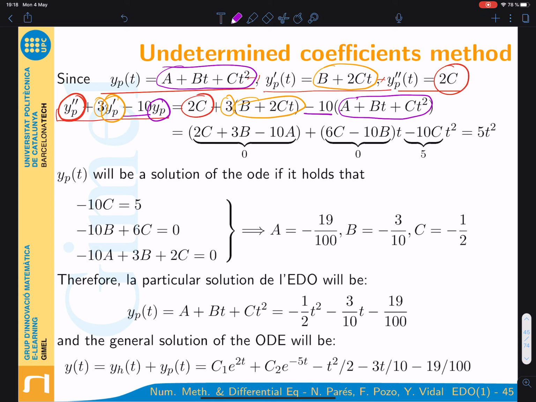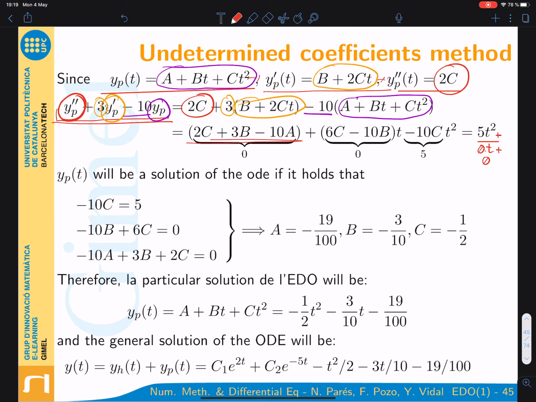Now we put together all the terms that do not involve t, all the terms that multiply t, and all the terms that multiply t squared. You can check, but the only thing we did from here to here is to rewrite in this manner. Now, of course, this should be equal to 5t squared, because that's the ODE I want to solve. This is the same as saying that there is no term multiplying t and there is no constant term. These are zeros.